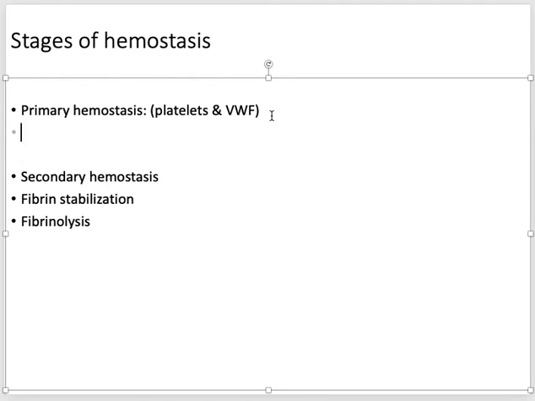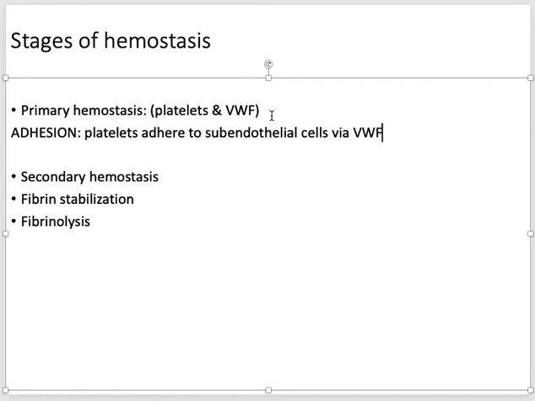So the process is called what? Adhesion. What is adhesion? Simply, adhesion is that the platelets adhere to subendothelial cells, via what? Von Willebrand factor, as I told you, that is released by the vessel wall.